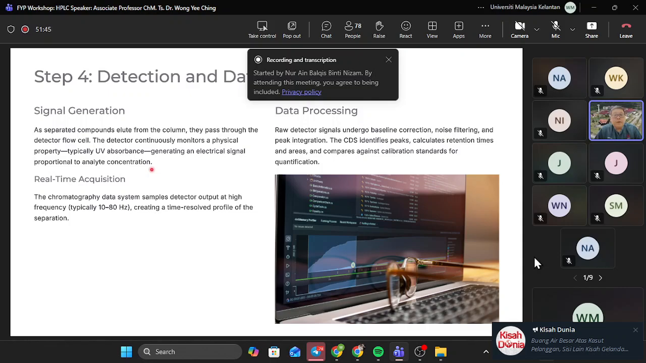From the profile, you later process the data, comparing whatever signal you have against a baseline for correction. You do some noise filtering, which is all done by the software, and some peak integration so that you can compare with your CDS database, which might give a set of possible compounds that are going to be identified.